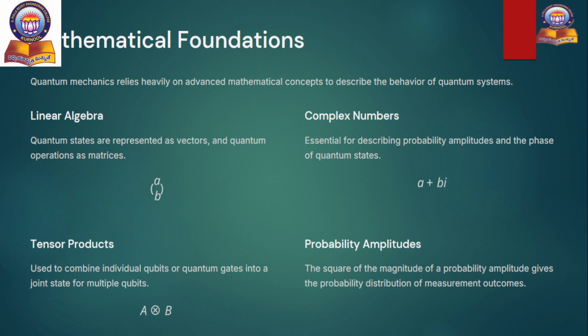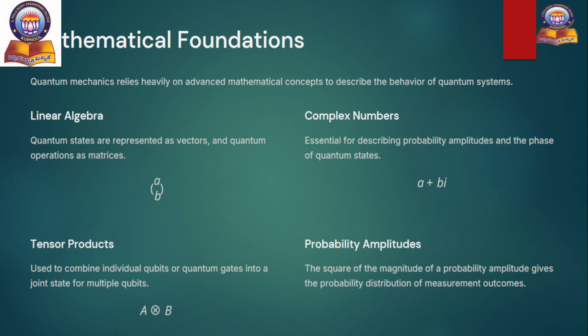And we also use tensor products. The tensor product is mainly used to combine individual qubits or quantum gates into a joint state for multiple qubits. And we also understand the concept of probability amplitudes. The probability is defined as the square of the magnitude of a probability amplitude, which gives the probability distribution of the measurement outcomes.